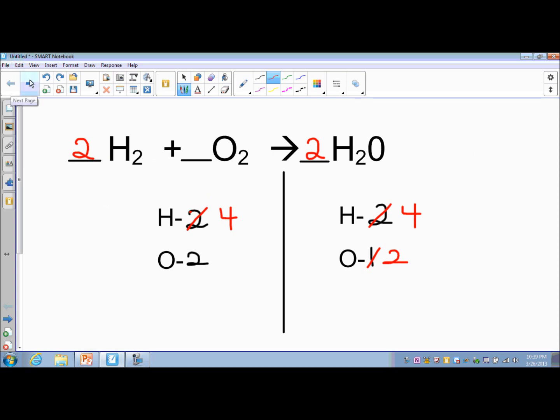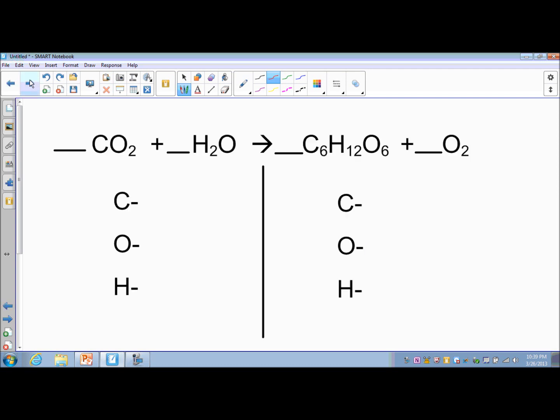Let's try one that's a little bit harder. Okay, so once again, I've already gone ahead and set it up. So I drew my straight line, separating my reactants from my products. Next, I've listed all my atoms on both sides. So I have C, O, and H. Now the next thing I'm going to do is count my atoms.